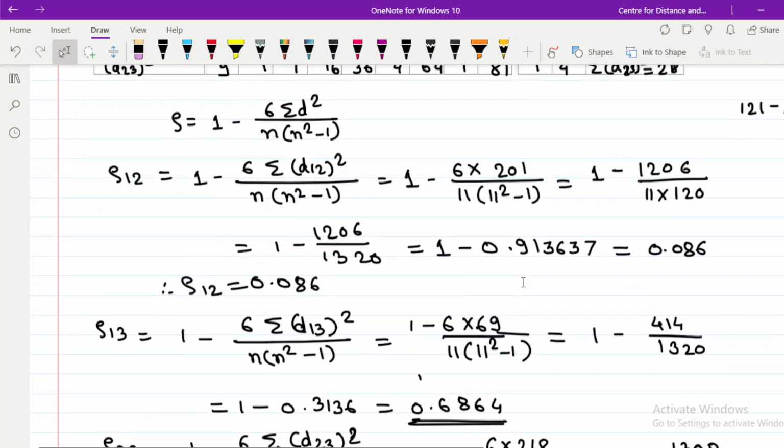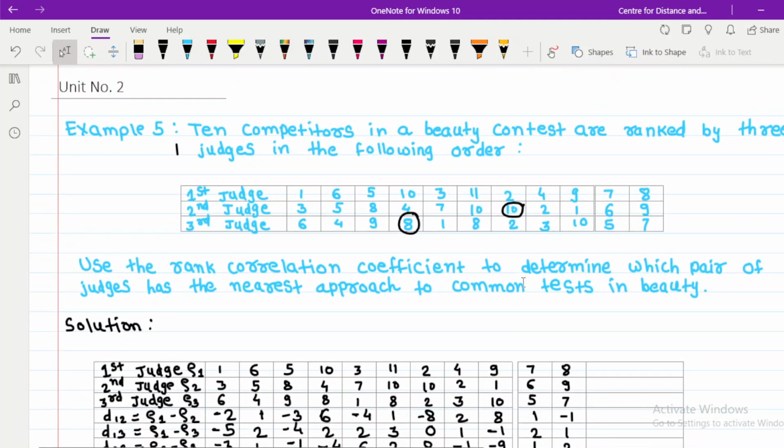Okay? I hope all of you understood this example and Spearman's correlation coefficient and formula for Spearman's rank correlation coefficient, and one example of Spearman's rank correlation coefficient. Okay. In the next example, we solve some more examples of Spearman's rank correlation coefficient. Okay. Thank you.